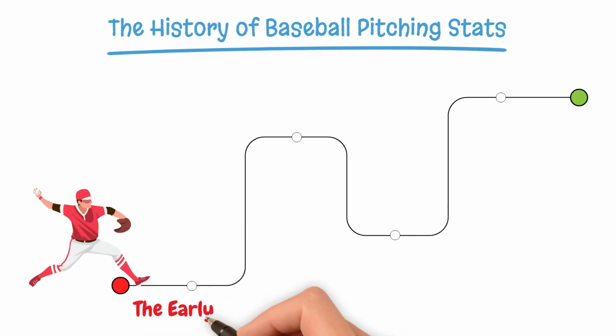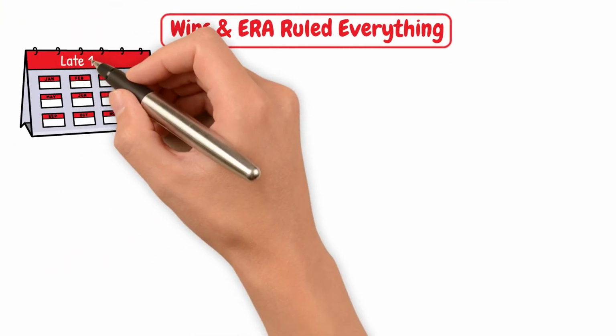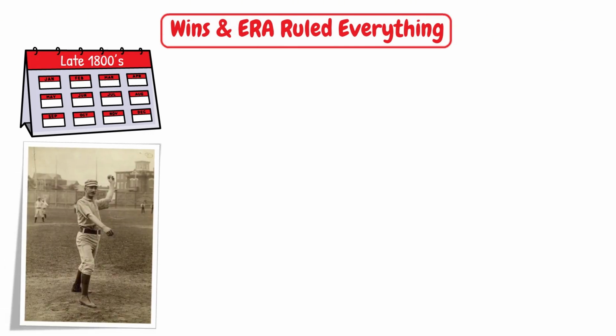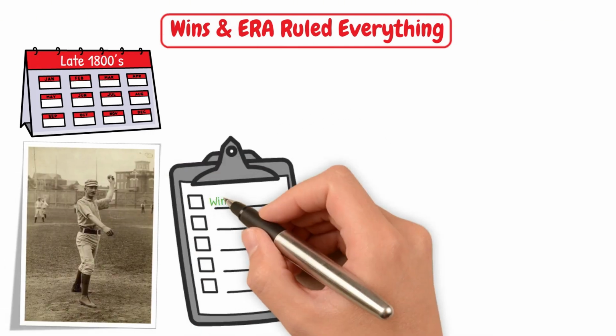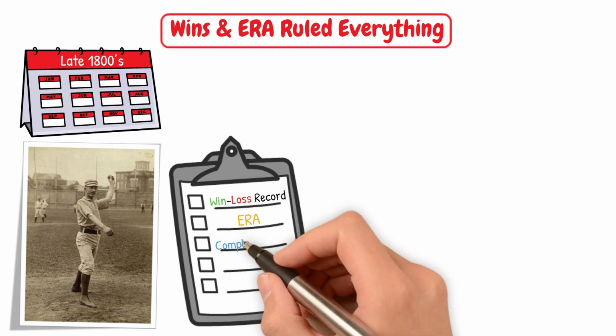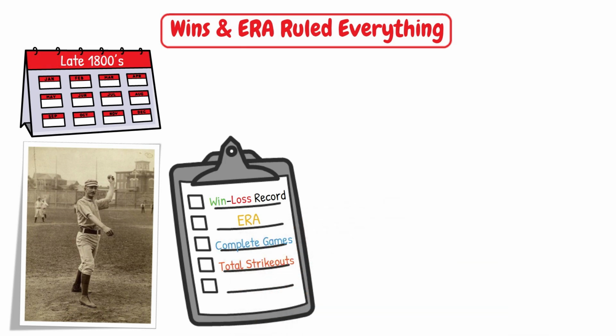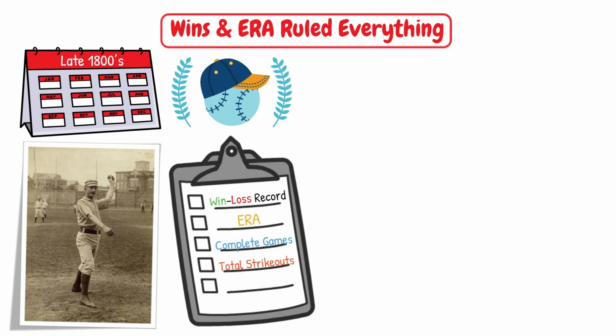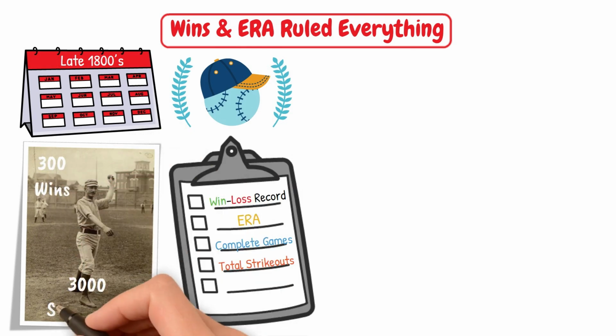Starting in the early era, where wins and ERA ruled everything. We're talking pre-1980. Pitching statistics have come a long way. Dating back to the late 1800s, pitchers were judged on a short checklist: win-loss record, ERA, complete games, and total strikeouts. And if you were really dominant, you chased 300 wins or 3,000 strikeouts.